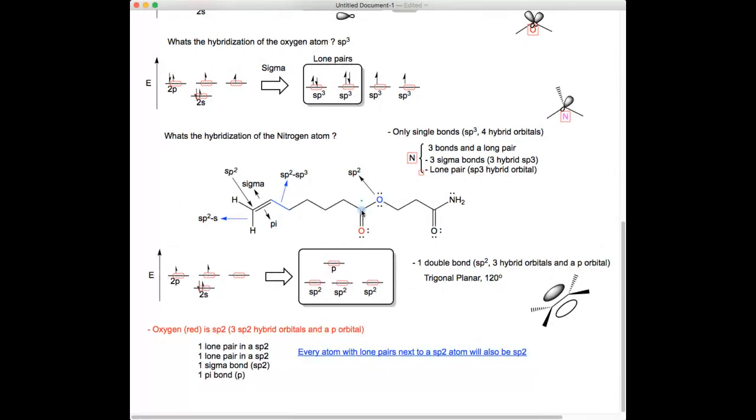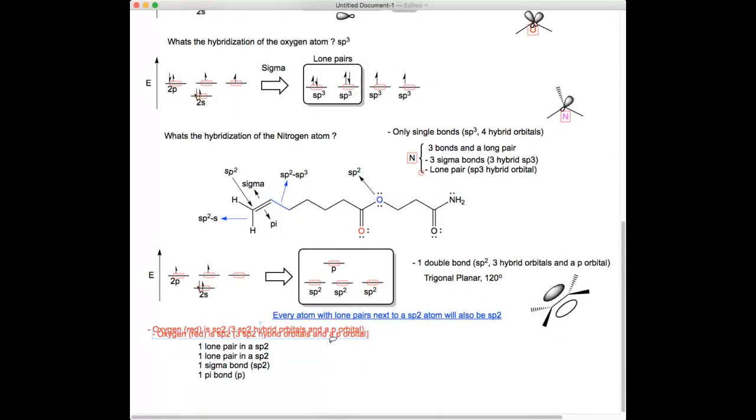That's an easy one. It has a double bond. It's sp2 hybridized, right? This oxygen and this carbon are both sp2 because they have a pi bond. So this oxygen with lone pairs next to an sp2 atom is also going to be sp2. So this is now the blue oxygen. Again, the blue oxygen is sp2.